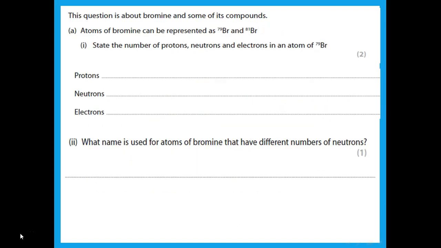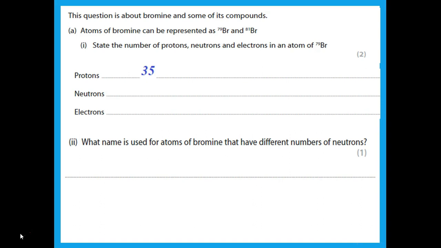This question is about bromine and some of its compounds, and it gives bromine atoms represented by this. State the number of protons, neutrons, and electrons in an atom of bromine 79. Now, to get the number of protons, you actually need to look at the periodic table. You cannot get it from the information that is given, because the information given is the mass number, not the atomic number. The atomic number does not change, so you need to look in the periodic table for bromine and look for the small number.